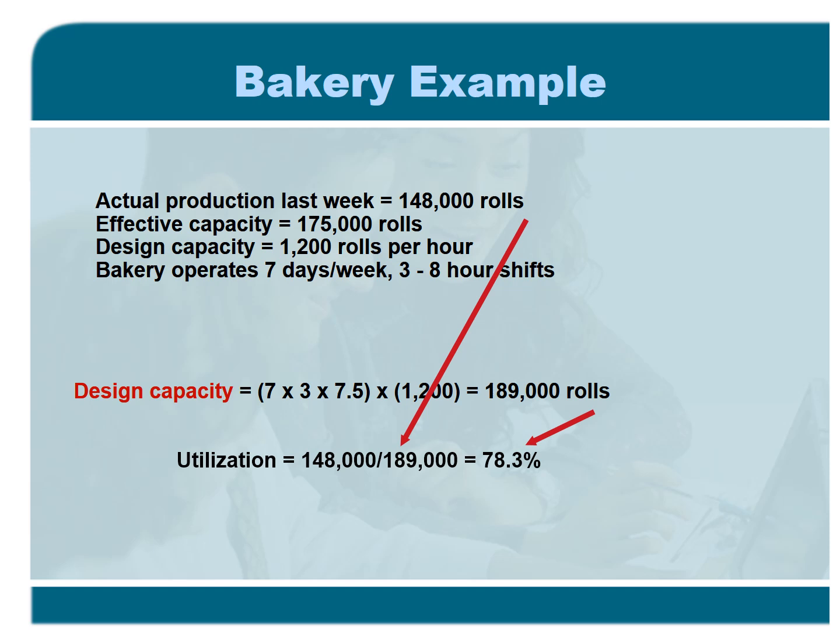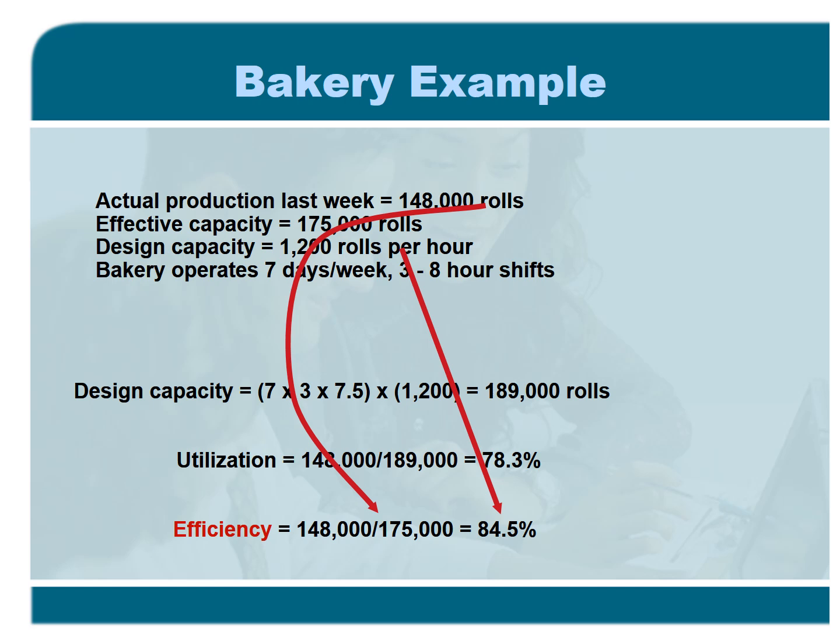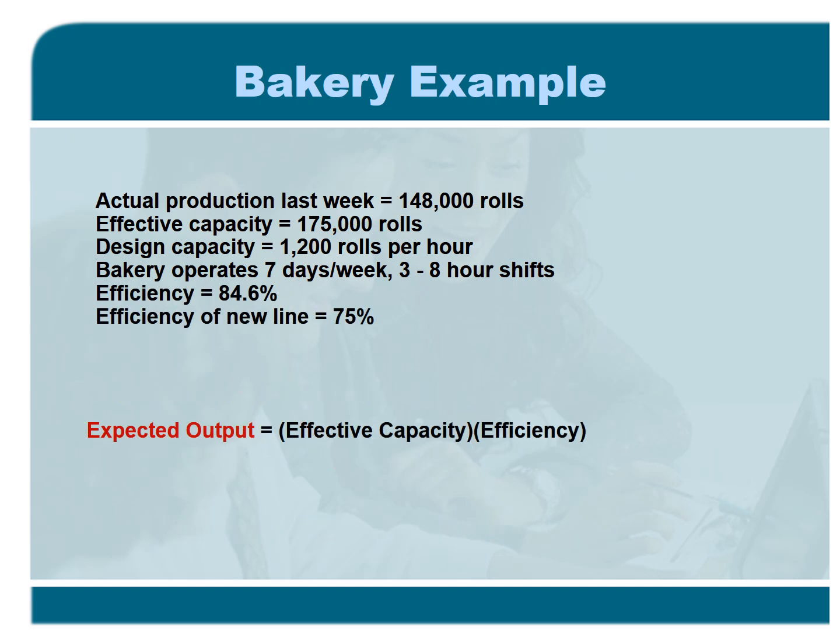So the utilization is 148,000, what they produced last week, divided by the design capacity of 189,000. So the utilization is 78.3%. Efficiency is 84.5%. The expected output, 175,000 times 0.845 equals 147,875 rolls. That's capacity times efficiency.